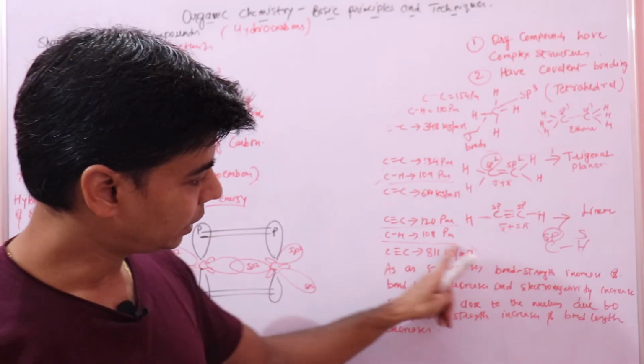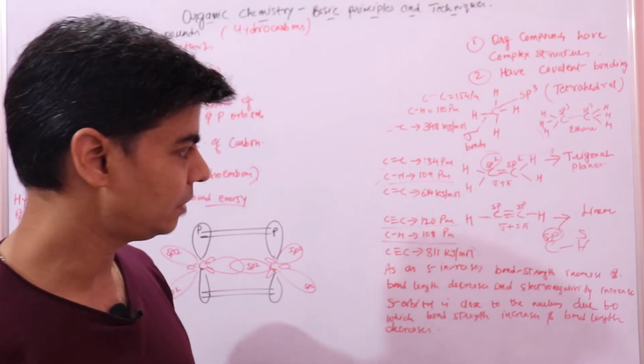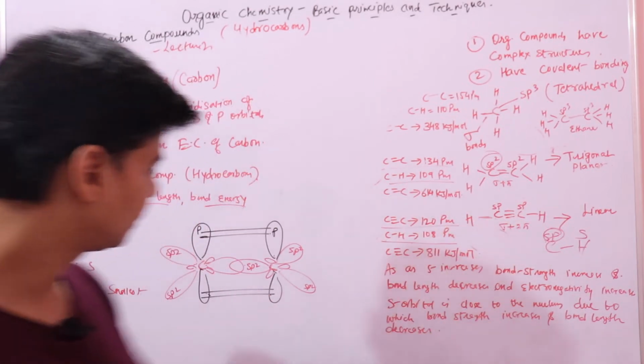If you see, the bond energy of the carbon-carbon triple bond is maximum, because of the presence of two pi bonds.